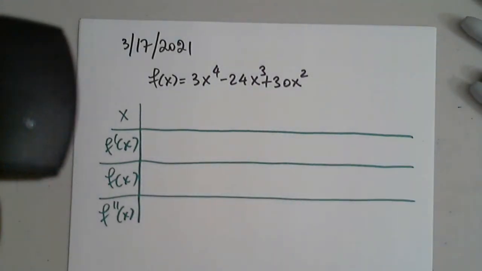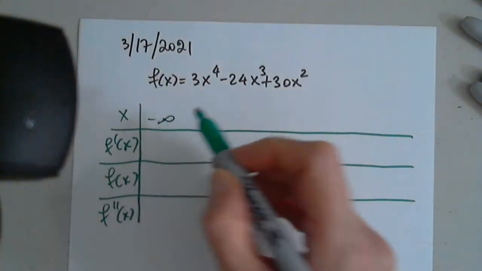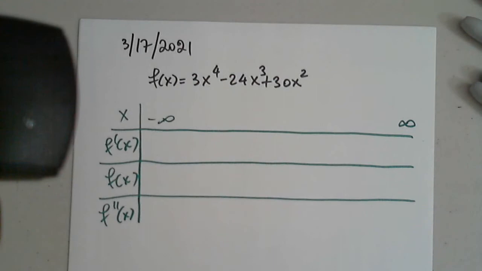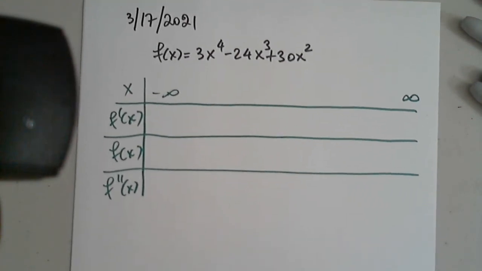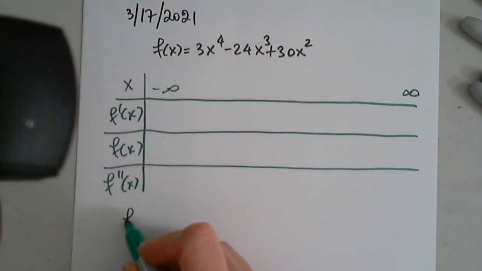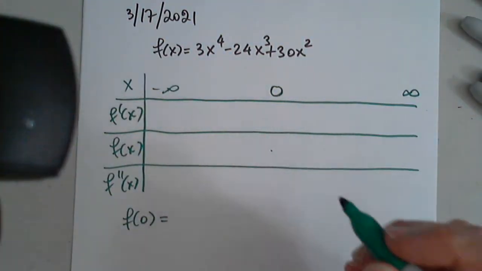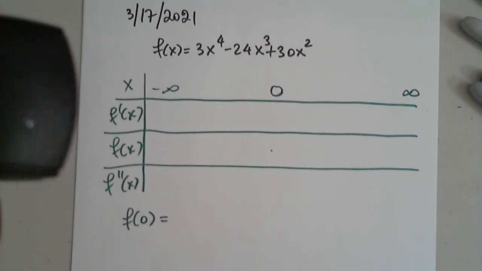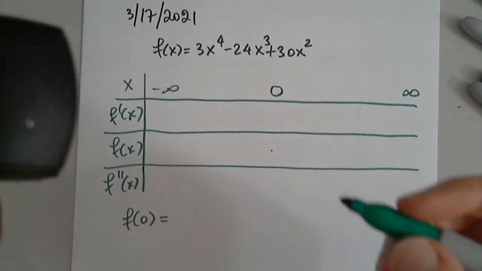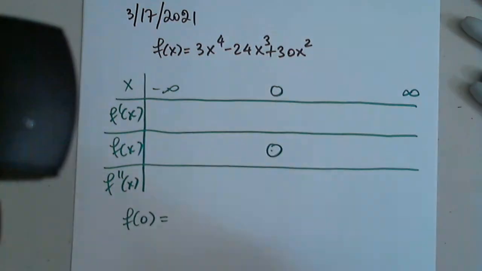Can anyone give us the domain of this function? Is it negative infinity to positive infinity? Absolutely. Thank you very much. It's a polynomial function. It must be all real numbers. Good. So now I would like to find f of 0. Can anyone give us f of 0? Would f of 0 just be 0? Thank you very much. Great job.